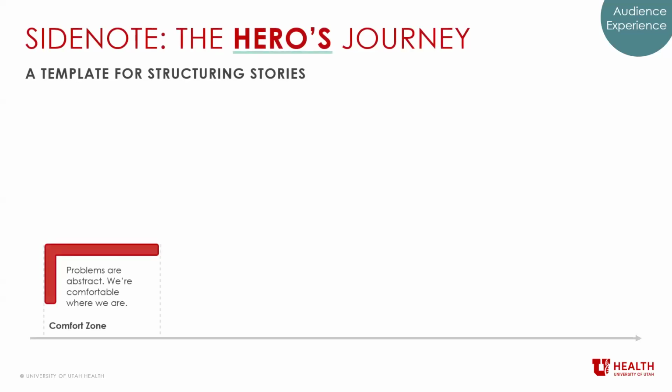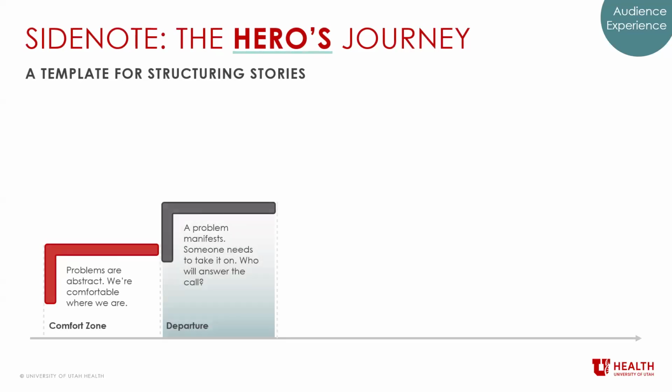Talking about stories, if you aren't comfortable with utilizing stories, I'd like to give just a loose structure using the hero's journey that you might explore that can help you utilize stories. So the hero's journey, it can be a template for structuring things. And in a distilled way, we would start with being in the comfort zone. So this is where problems are abstract. We're comfortable where we are. And then we have the departure. A problem manifests. Someone needs to take it on. Who will answer the call?